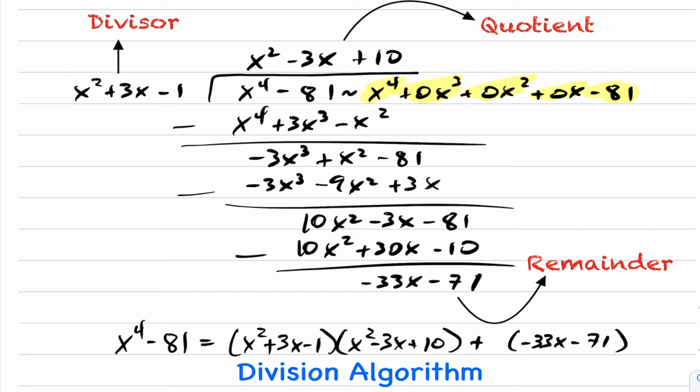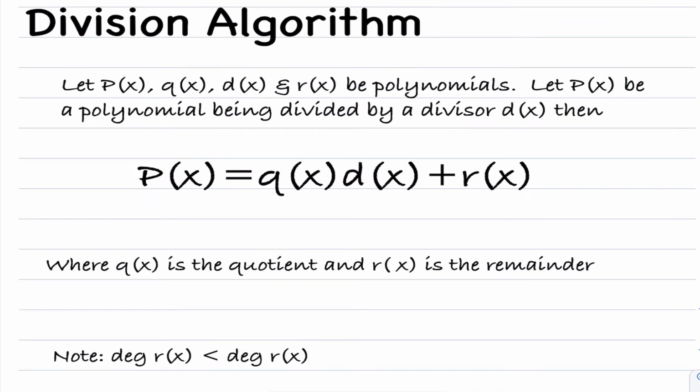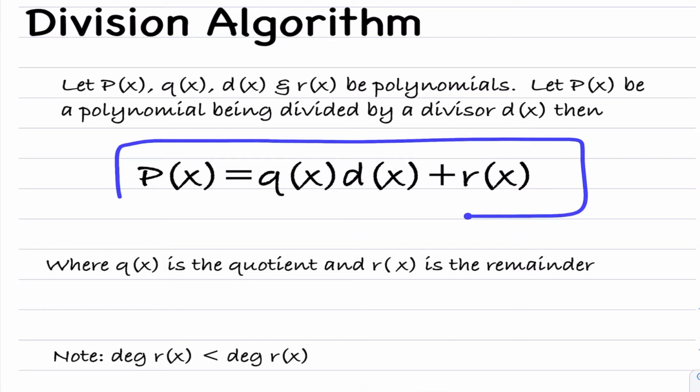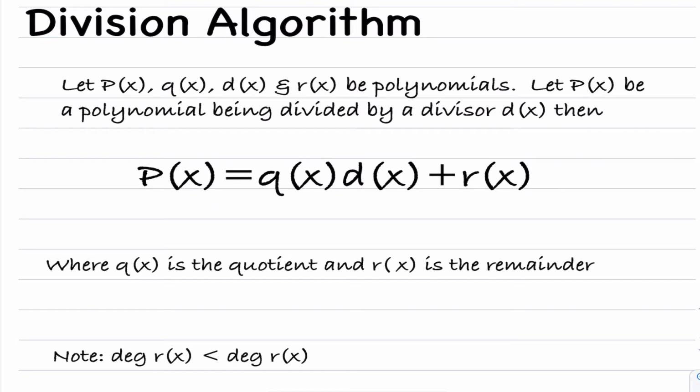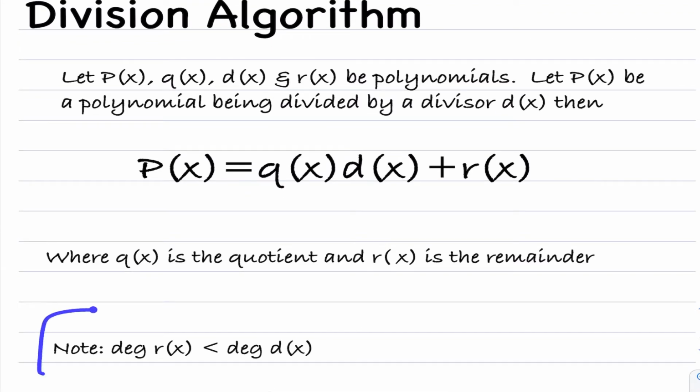Let's take a look at generalizing the division algorithm. So summarizing our division algorithm here, we have: let p(x), q(x), d(x), and r(x) be polynomials. Let p(x) be a polynomial divided by some divisor, d(x). Then the polynomial will break up in the following fashion, where our polynomial p(x) is equal to the product of its quotient times its divisor plus its remainder. And again here, take special note that the degree of your remainder must be strictly less than the degree of your divisor. Let's take a look at some questions.